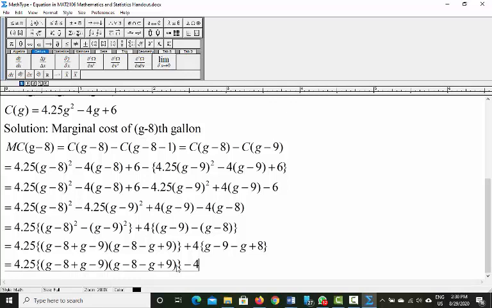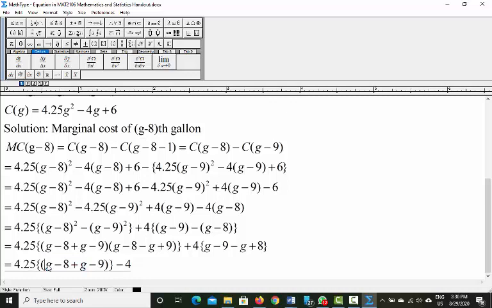Now what we will get from here: again we have a minus g here and a g here, so these will cancel each other out. 9 minus 8 is equal to 1 only. If you multiply 1 by anything, you get the same thing, so you don't need to actually write the 1. Now from here we get 2g minus 17, since here we have minus 8 and here we have minus 9, so we get minus 17.